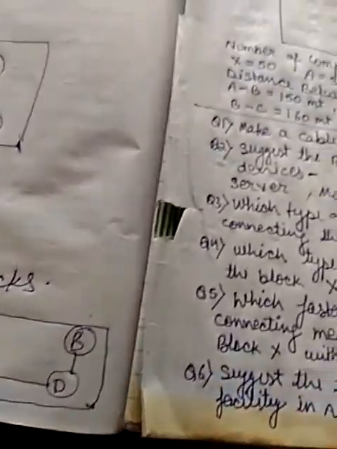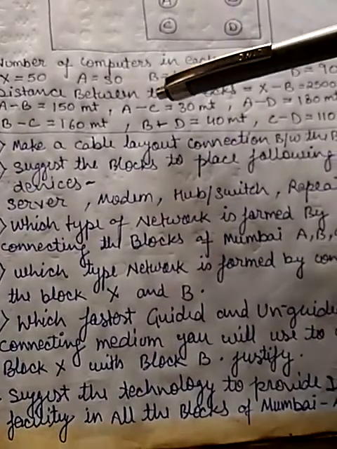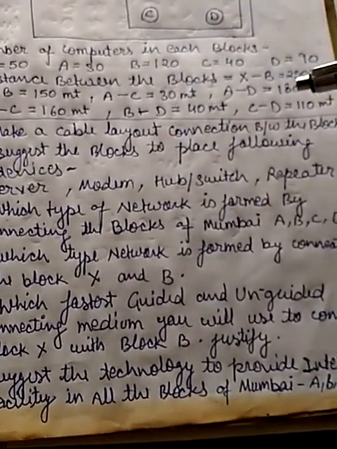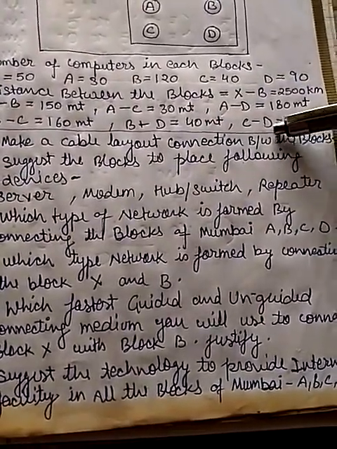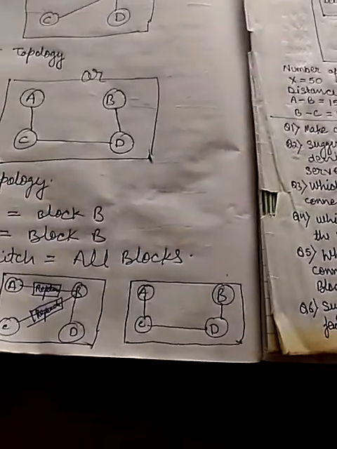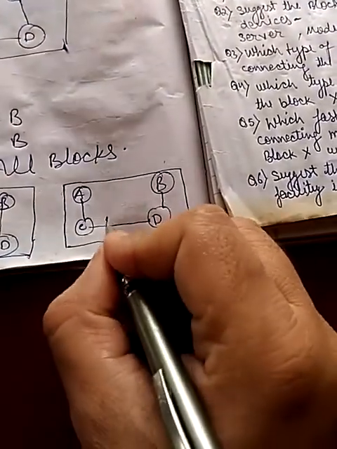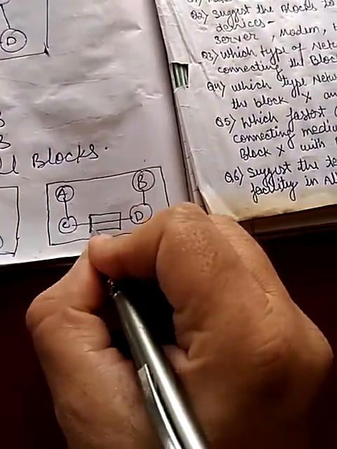So let's find out the distance. A to C is 30 meter, C to D is 110 meter, and B to D is 40 meter. So here C to D, this distance is more than 100 meter. So we will place the repeater over here.